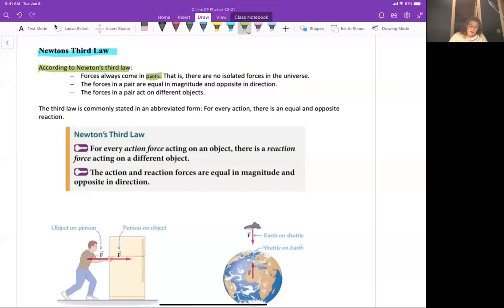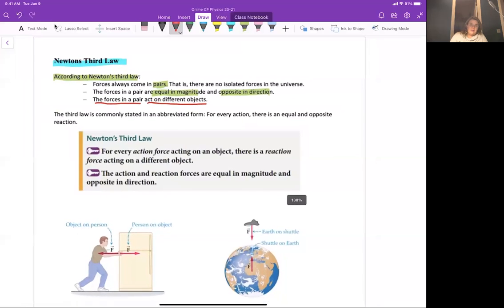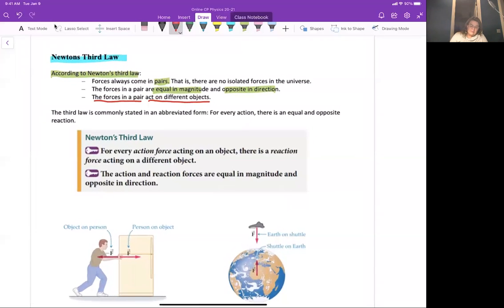That is, there is no isolated force in the universe, not one single isolated force in the universe. The forces in a pair are equal in magnitude and opposite in direction. This is the most important thing. People in my AP classes get this mixed up. The forces in a pair, the Newton third law pairs, they have to act on different objects. And we commonly mistake that fact, okay?